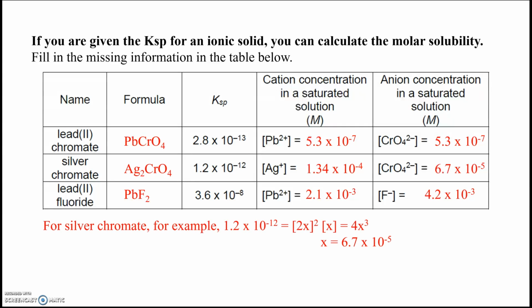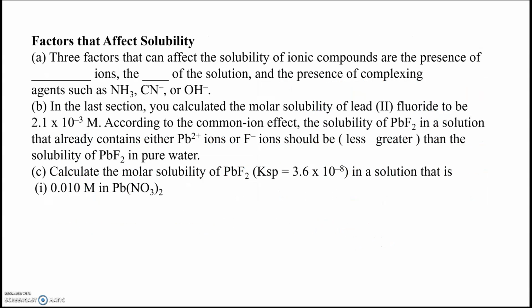For example, for silver chromate, I get 1.2 times 10 to the minus 12, but that's equal to silver, which would be 2x raised to the second power, times x for the chromate, and that would be equal to 4x cubed, which gives us an x value of 6.7 times 10 to the minus 5th, twice that for silver, or 1.34 times 10 to the minus 4th.